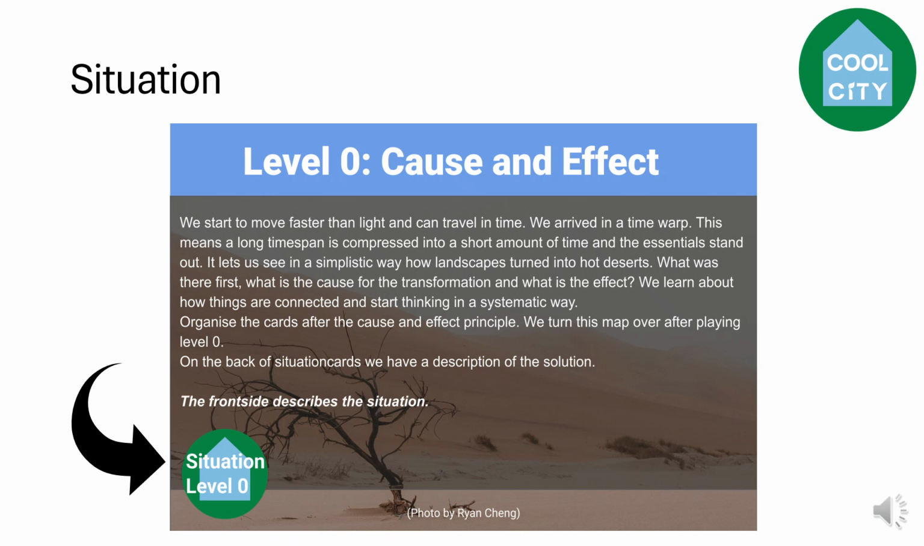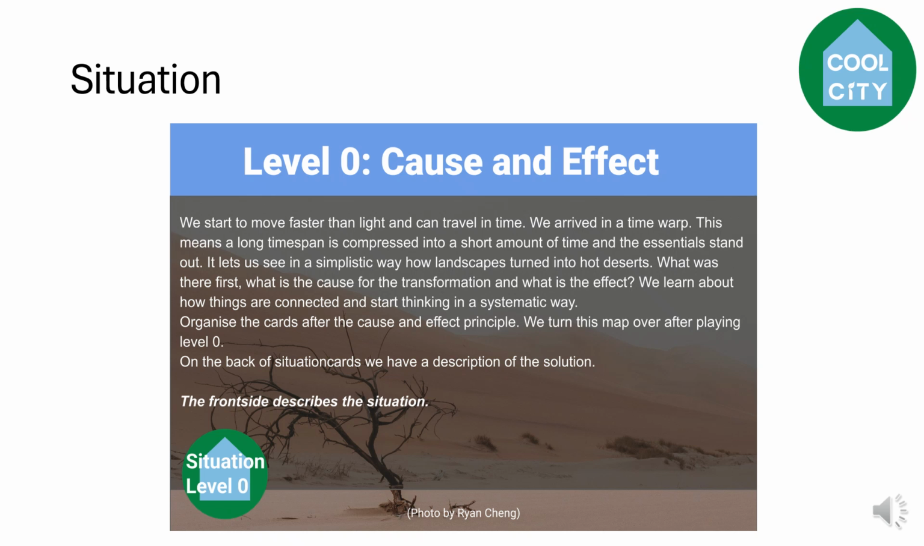Situation card. Each level begins with a reading of the level situation. The situation cards guide us through a story about how we created arid landscapes and how we can regenerate them. Here is an example of the situation text from Level 0.